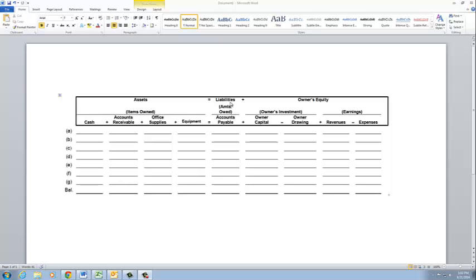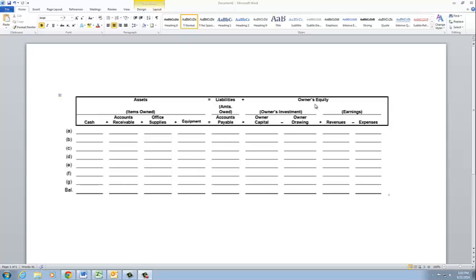Liabilities are pretty simple. They are amounts owed to others. They are debts or obligations of the business. Examples include accounts payable, or you may sometimes see notes payable, or even salaries payable. If you see the word payable at the end of the account name, chances are that account is most likely a liability.